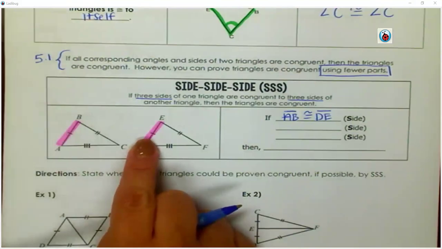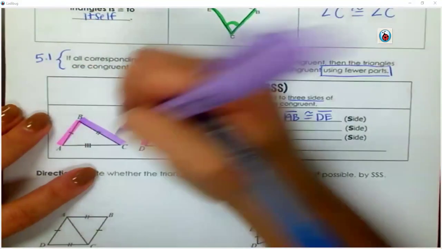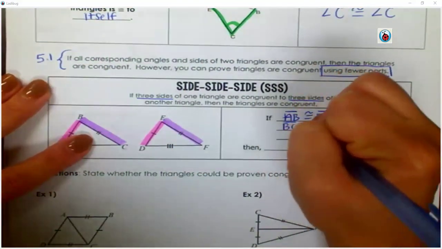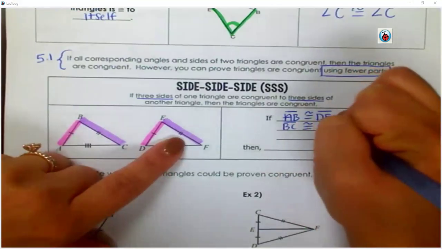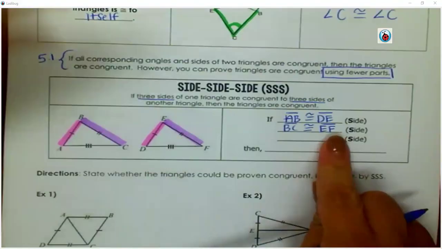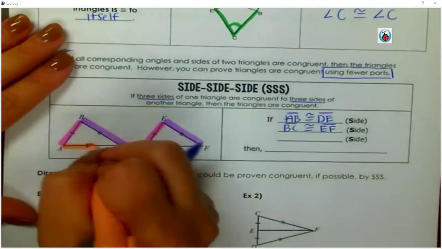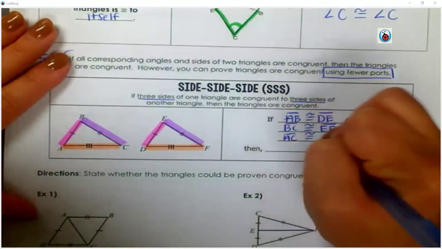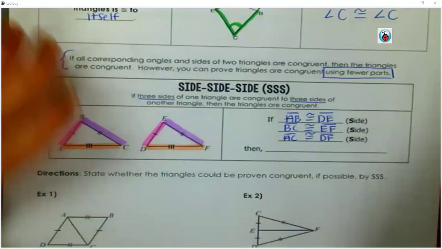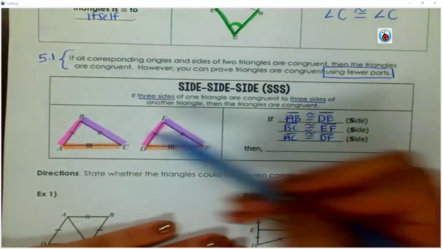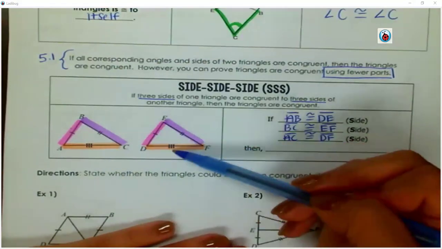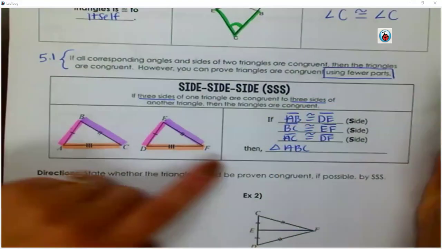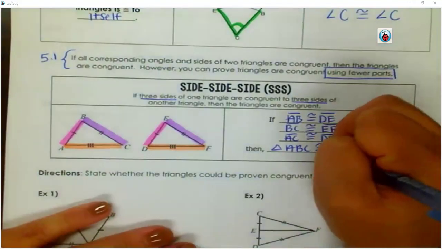Then if I'm looking at the rest of the triangle, I can see that these two sides are congruent to each other. So side BC is congruent to side EF, also considered a side. And then you can see that because these have three tick marks, those are congruent. So side AC is congruent to side DF. So if we have three sides, 1, 2, 3, that are congruent to another triangle, then we can say that triangle ABC is congruent to triangle.